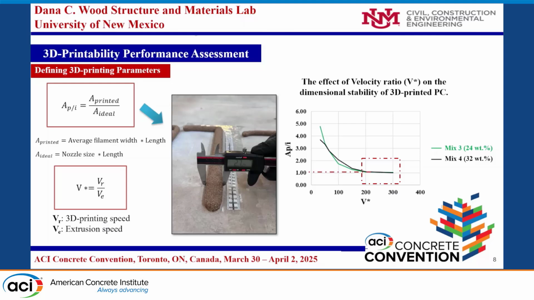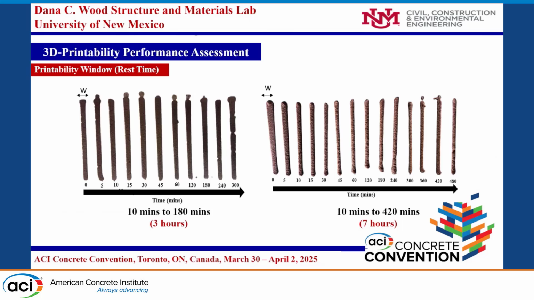So to select the 3D printing parameters, for example, for the given mixes, we have found that 200 and 300 are the velocity ratios we can work with to give us dimensional stability, or a value of the area printed to the area ideal of 1.